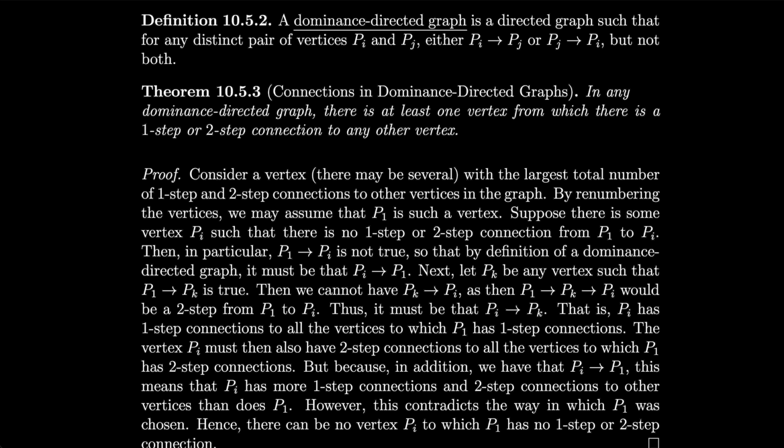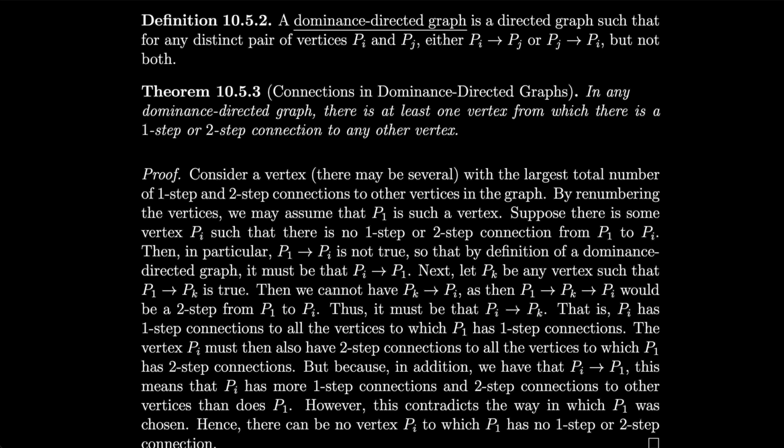Next, let Pk be any vertex such that P1 goes to Pk. Then we cannot have that Pk goes to Pi, as then P1 would go to Pk, would go to Pi, and that would be a two-step from P1 to Pi. So it must be that Pi goes to Pk. That is, Pi has one-step connections to all the vertices to which P1 has one-step connections. Pi must then also have two-step connections to all the vertices to which P1 has two-step connections.